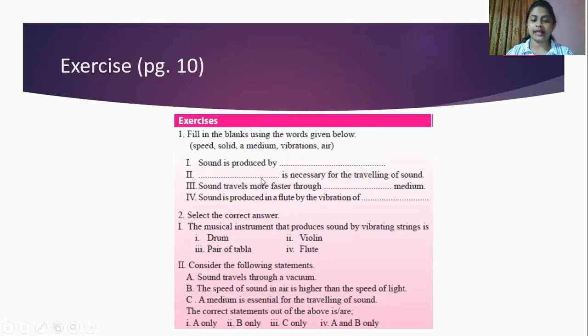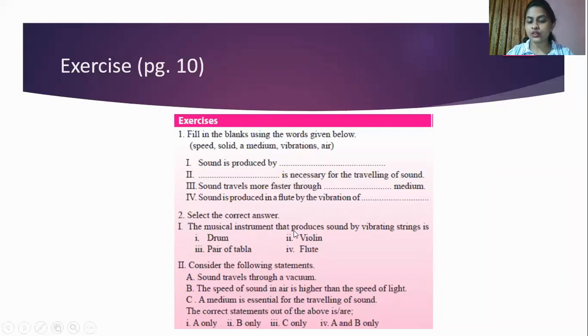Second one, blank is necessary for the traveling of sound. What is necessary? Of course, a medium is necessary. Next one, sound travels faster through blank medium. In which medium? Through solids. Good. Sound is produced in a flute by the vibration of an air column, air, right?